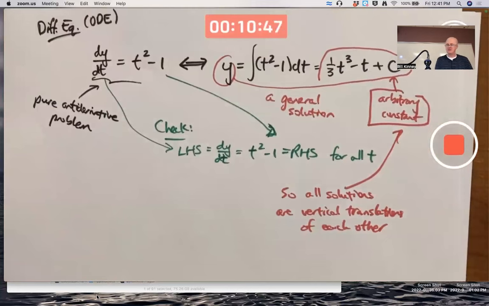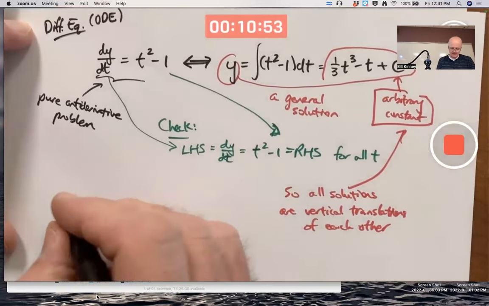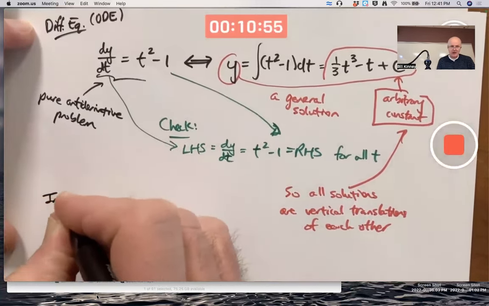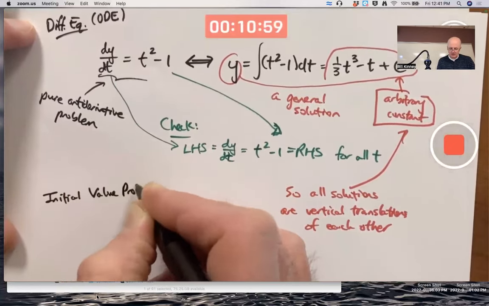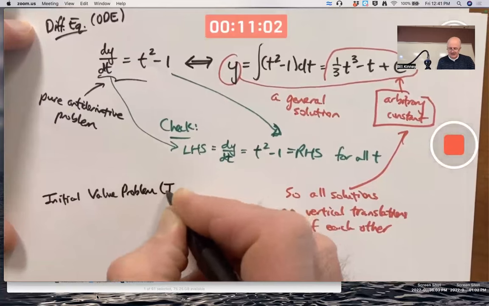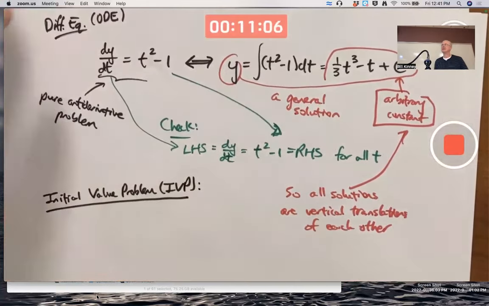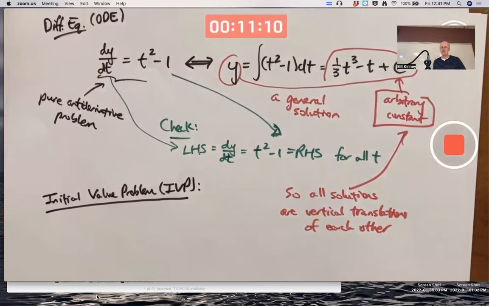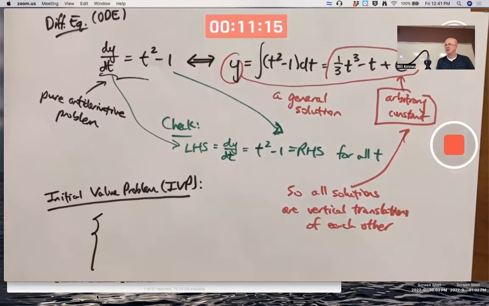Before I draw the slope field, we should also think about initial value problems. An initial value problem, or IVP for short. Anytime I say IVP in this class, it means initial value problem. It is not just a differential equation, but also an initial condition.